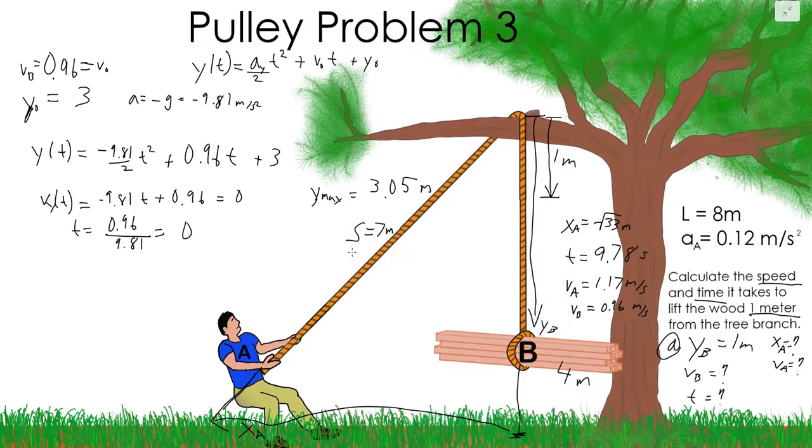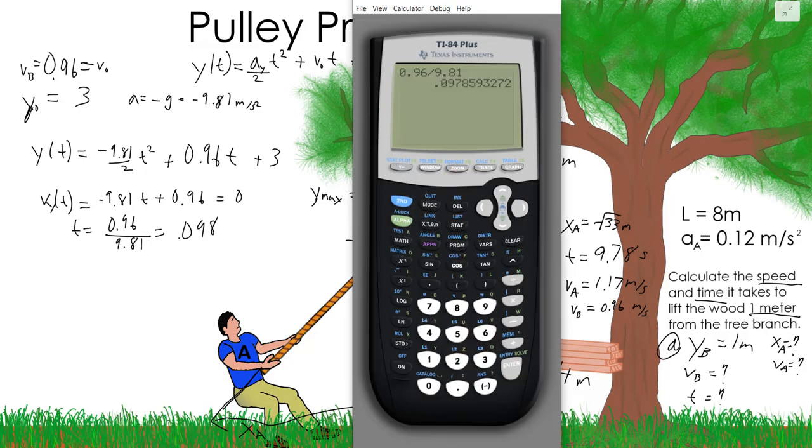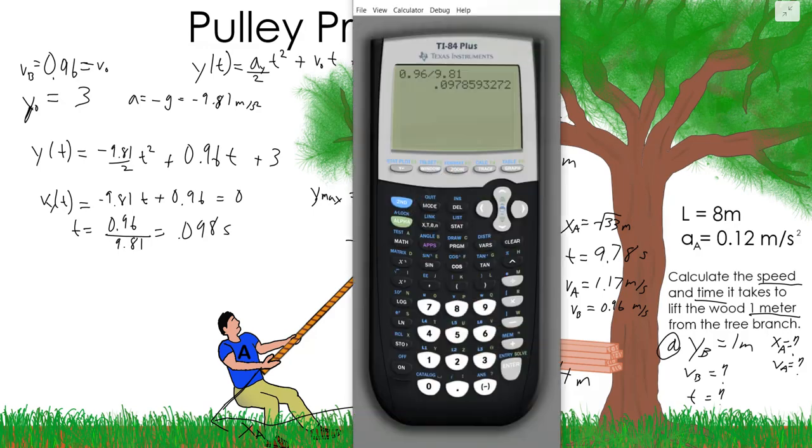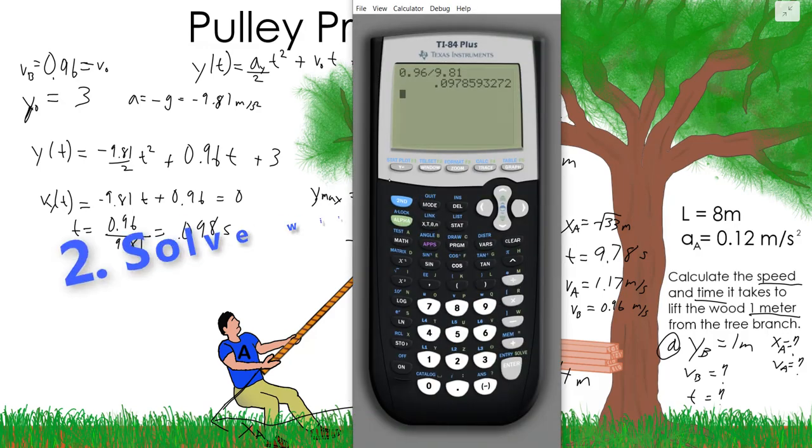So 0.09978. Right? Cool. And then we're just going to implement that into here, and then boom. I'm not going to write that all out. Just know we're taking this number and putting it in there.